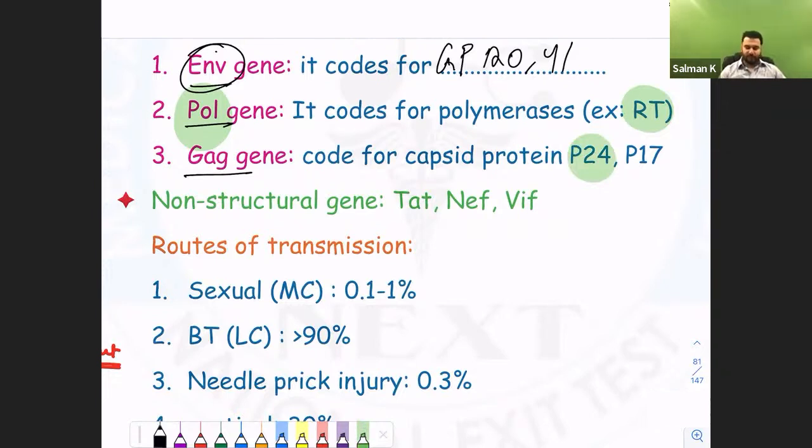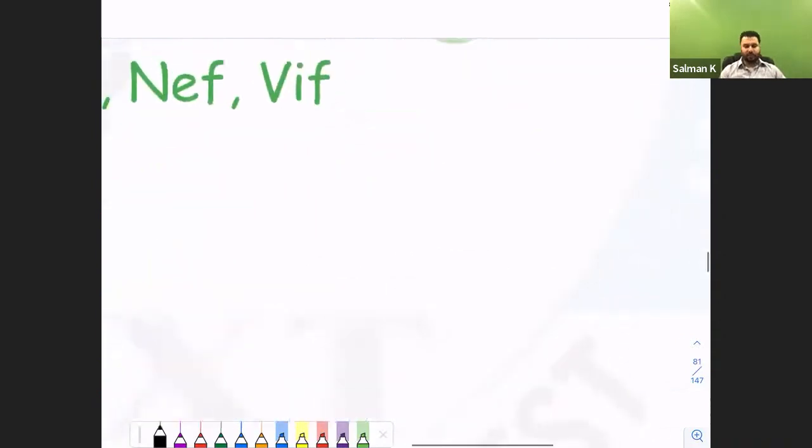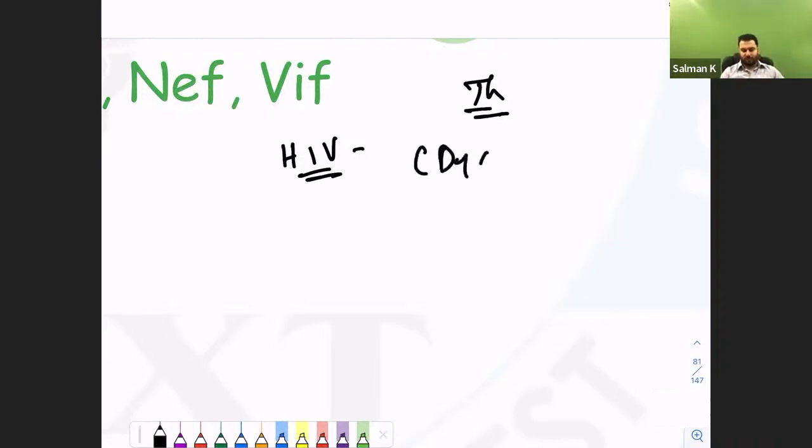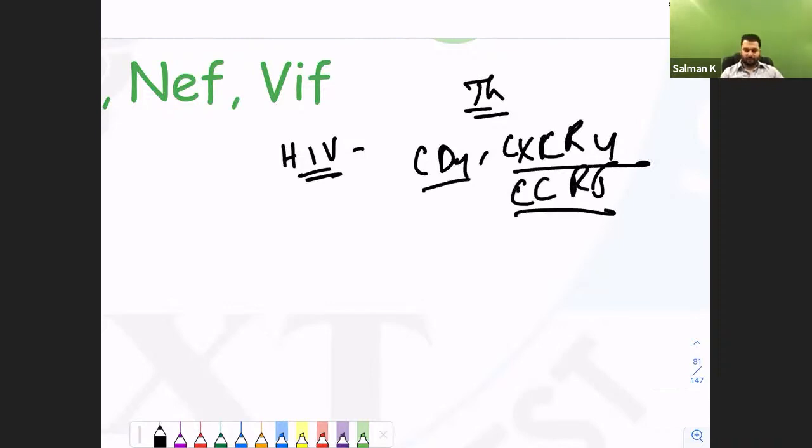When the virus comes inside, number one, what are the targets? When HIV enters the human body, the target cell is the T helper cell, the boss of our immunity, because it wants to suppress the immunity, right? For this, it binds to the receptors on the cell called CD4, CXCR4, and CCR5. Do you all remember these names? CD4, CXCR4, CCR5. That is the target of HIV.